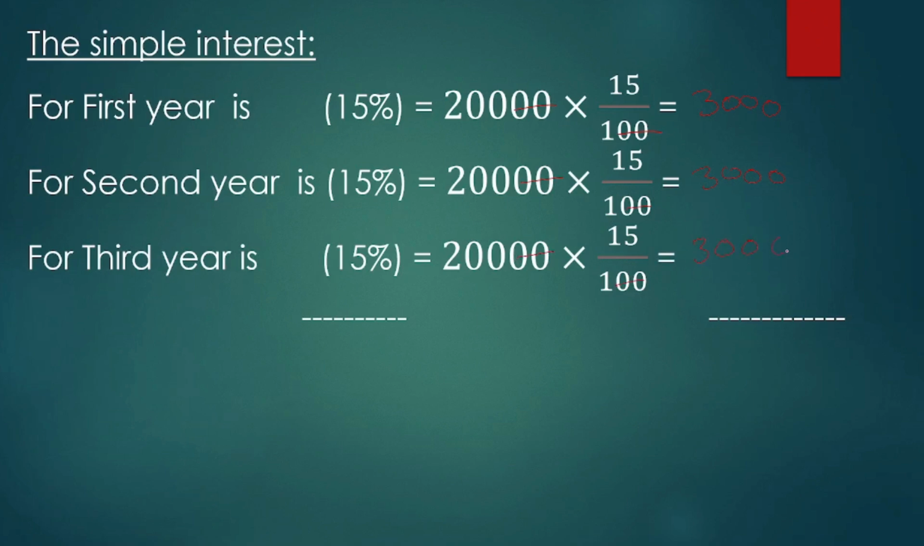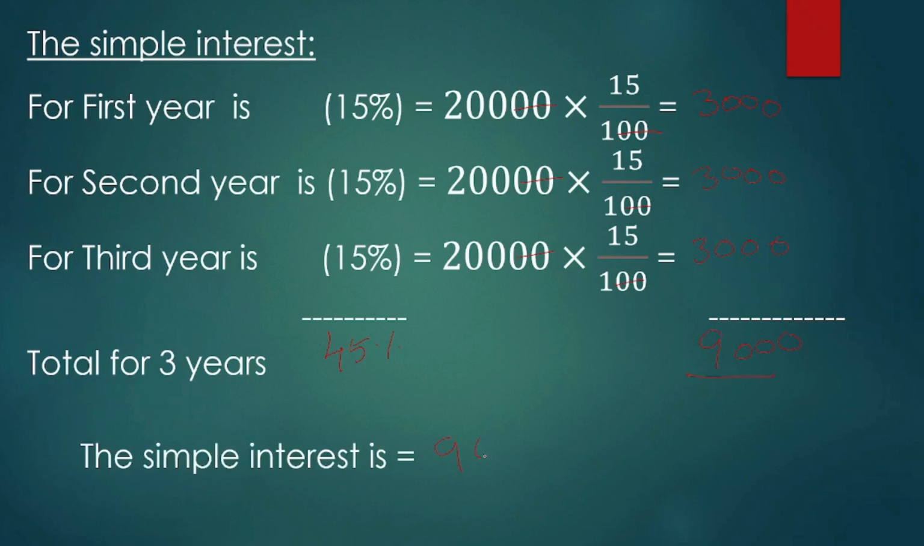The interest to be paid for the 3 years in terms of percentage is 15 plus 15 plus 15, which is 45%. The amount is 3,000 plus 3,000 plus 3,000. 3 plus 3 is 6, plus 3 is 9. So totally 9,000 we have to pay as simple interest in this transaction. The simple interest here is 9,000 rupees. This is the detailed process of calculating simple interest.